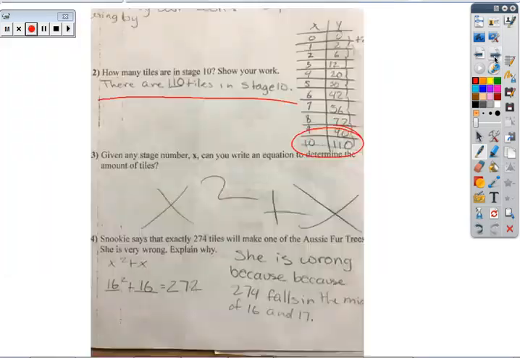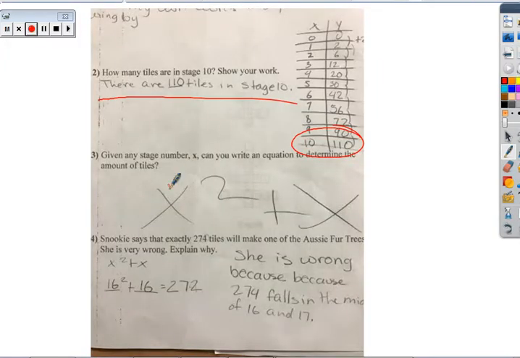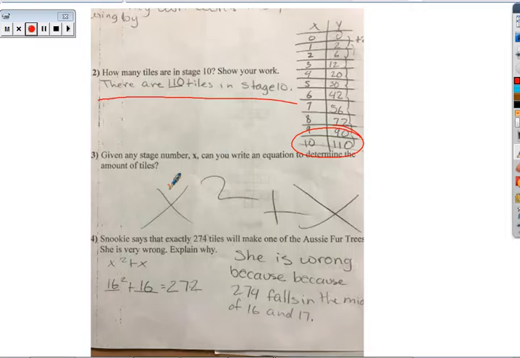One thing I would do: she did get this expression over here, but one suggestion for the student is that it says to write an equation. That means somewhere along the line we're going to need an equal sign. So I would make this f of x, maybe A of x for the Aussie tree. A of x is equal to this. But we want to make sure it's an equation. Don't just leave it as an expression if they're asking you for an equation. Those are two different things.